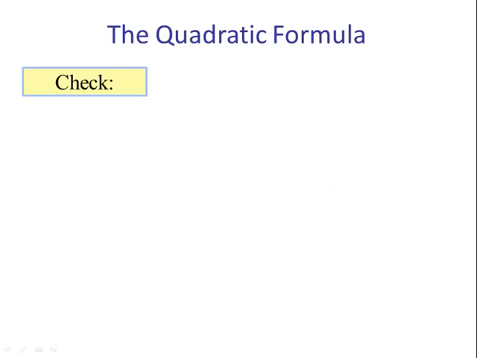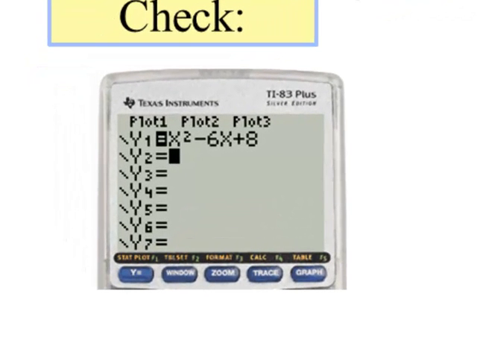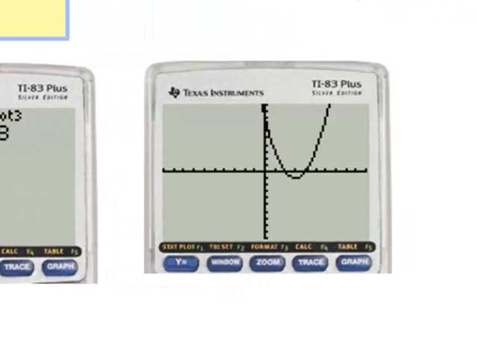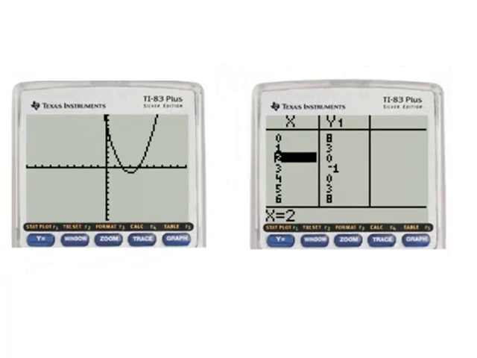To verify using the graphing calculator, we type in the quadratic equation in y1. We press graph. It appears that we have an x-intercept at 2 and one at 4. To check it with the table, we hit second graph. We can see when x is 2, y is 0. When x is 4, y is 0. So we have verified using the graphing calculator.